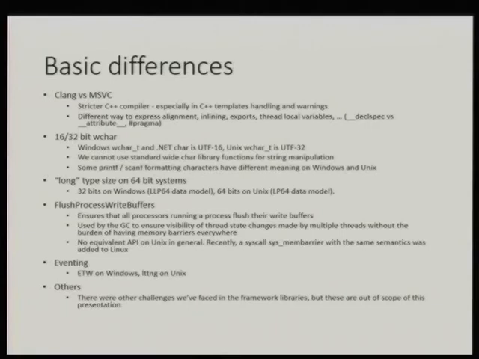A quite interesting thing was the FlushProcessWriteBuffers function on Windows, which ensures that all processors running a certain process flush their write buffers. It is used by the GC to ensure visibility of changes in the thread state, done by one thread, to other threads without the burden of having memory barriers everywhere. There was no equivalent of such an API on Unix in general. Although recently a syscall called sys_membarrier was introduced to the Linux kernel, I think in 4.3 RC1, which we plan to use in the future, in general on Unix we had to use a trick where the way to achieve flushing the buffers is to make the processors send an inter-processor interrupt, which causes the flush of these buffers.